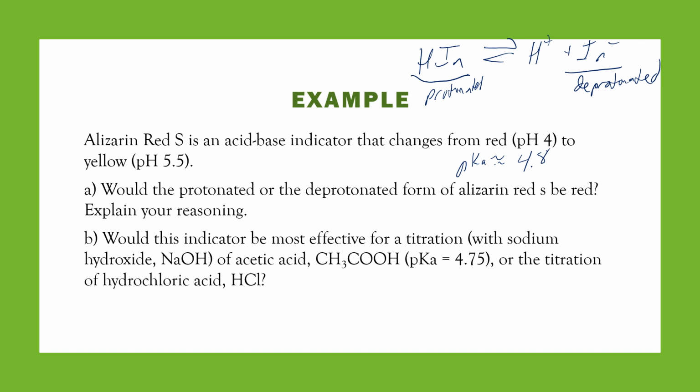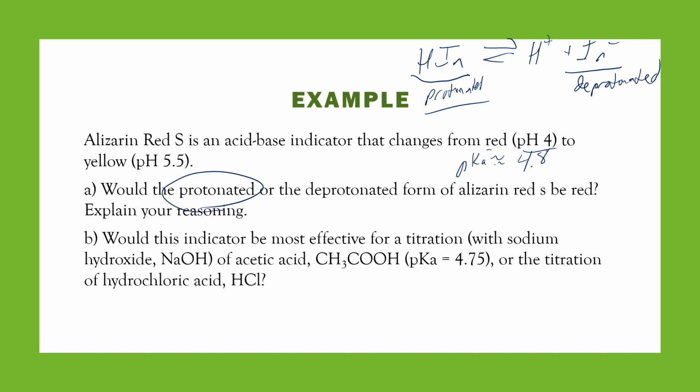And then it says, would the protonated or deprotonated form be red? And so red is at a lower pH. So you're going to have more hydrogen ions, which will shift the equilibrium toward the reactants. So you'll have more of them in the protonated form. You can use Le Chatelier's principle to explain it, but you can just say more would be in the protonated form at a lower pH, and it's red at a pH of 4, which is lower.